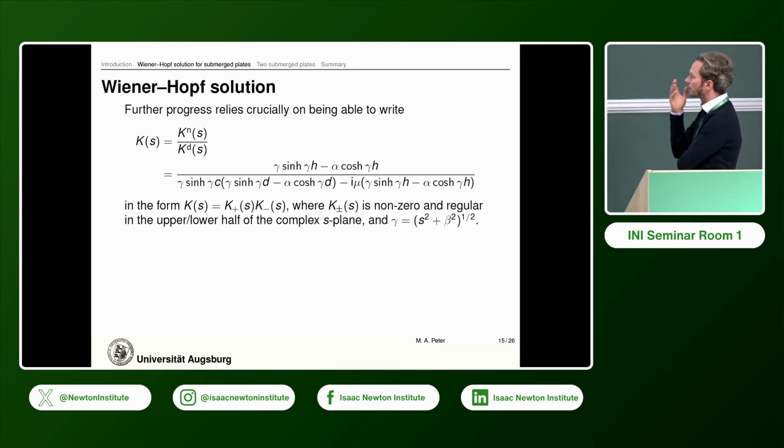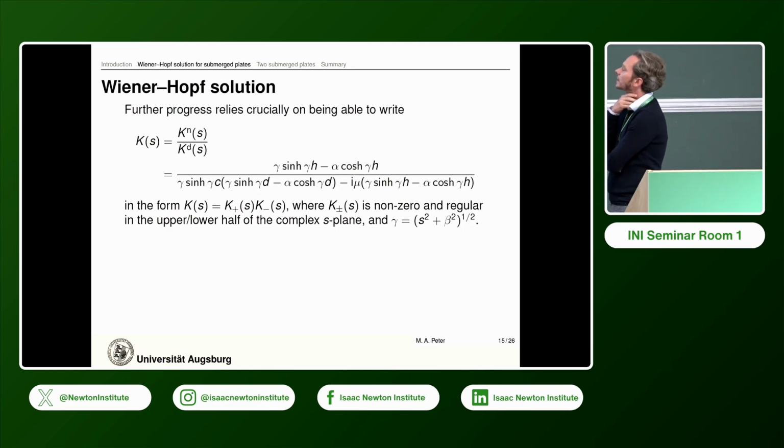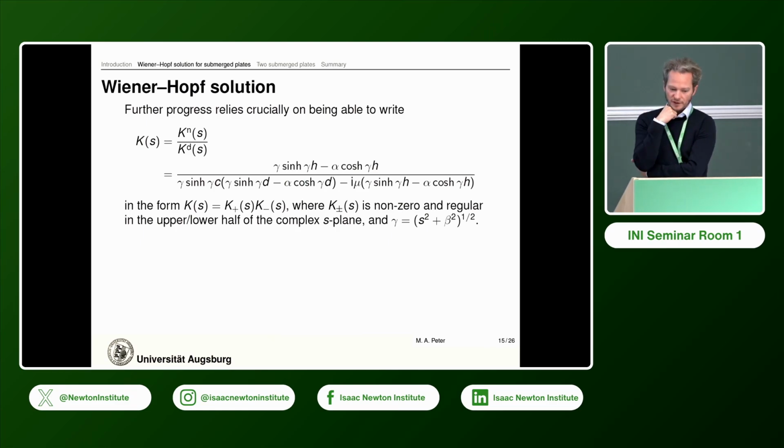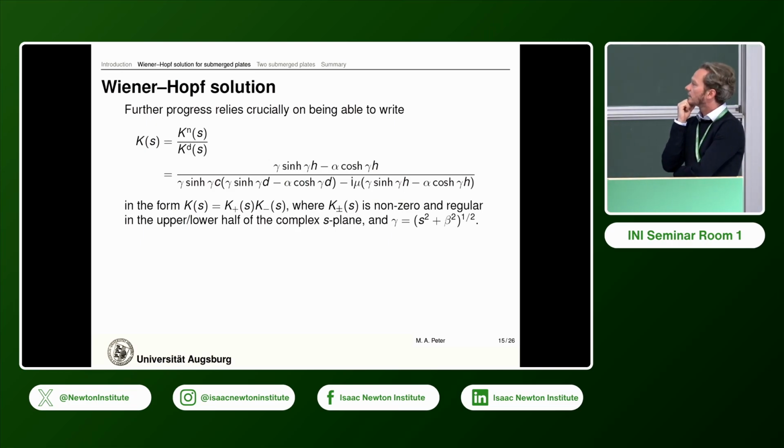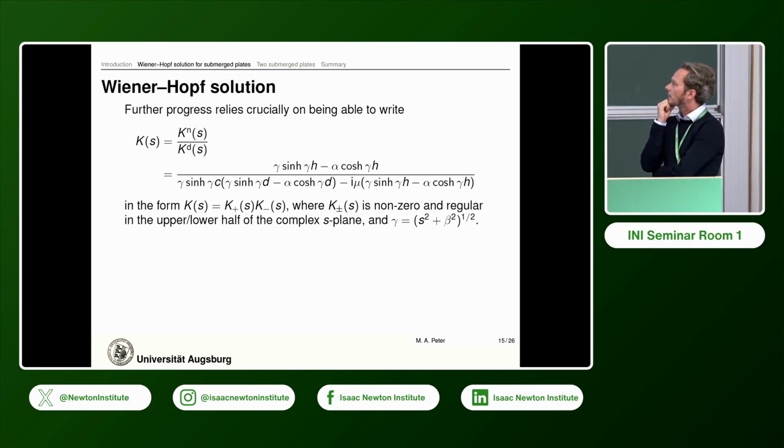Okay, so what do we have to do? Well, this workshop, I think I don't need to say too much about this. We have to be able to factorize this into a K plus, K minus, regular in the respective parts of the complex plane.